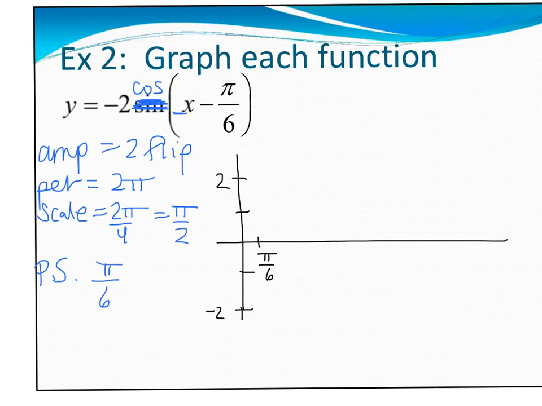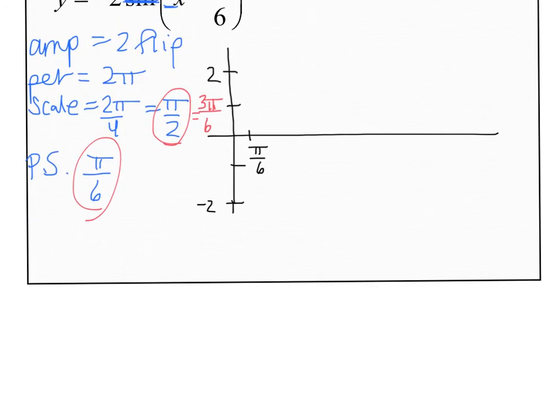Alright, so because my scale is pi halves and my first point is at pi sixths, I'm going to represent my scale in terms of a denominator with a 6, which would be 3 pi sixths. And the reason why I want to do this is because now when I figure out my fractions off to the side, each time I'm going to add 3 sixths. So my next tick mark would give me 4 sixths, 7 sixths, 10 sixths, and then 13 sixths.